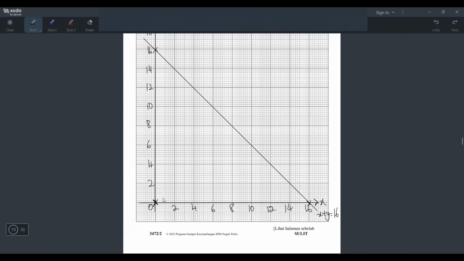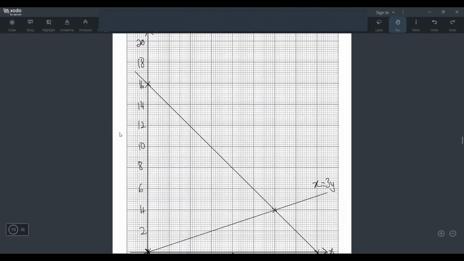Okay, 0, 0, 12, 4, sini. Okay, now we use ruler to join the lines. After joining the lines, don't forget to write the equation. Very important to write the equation, because later you have to shade, you have to lorek. And if you don't write the equation, you will forget which line atas, which line bawah. Then it's very difficult to plot.